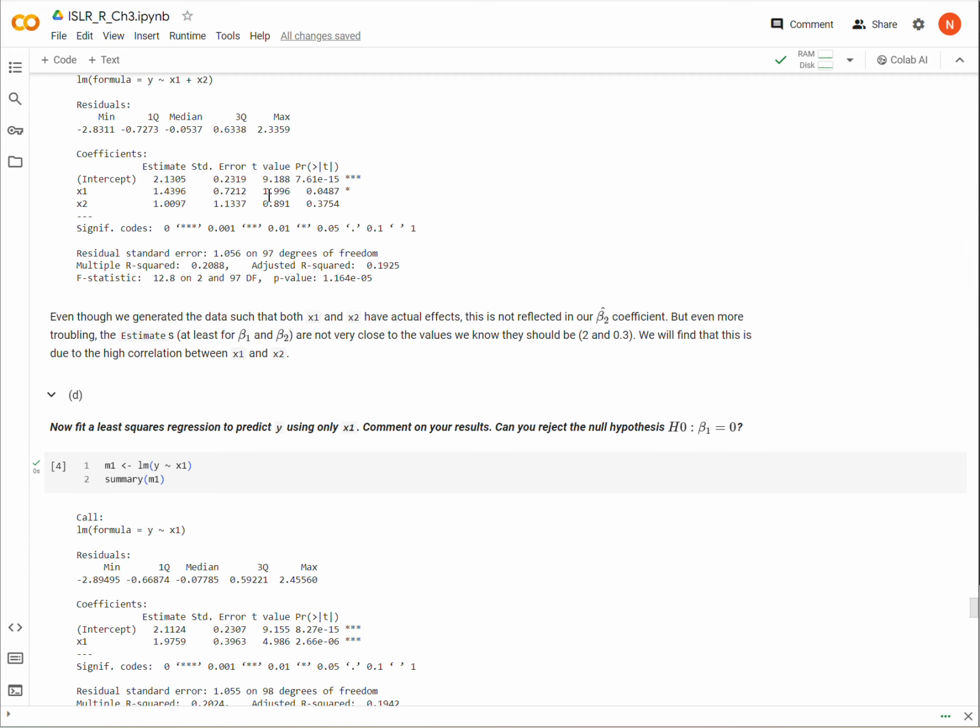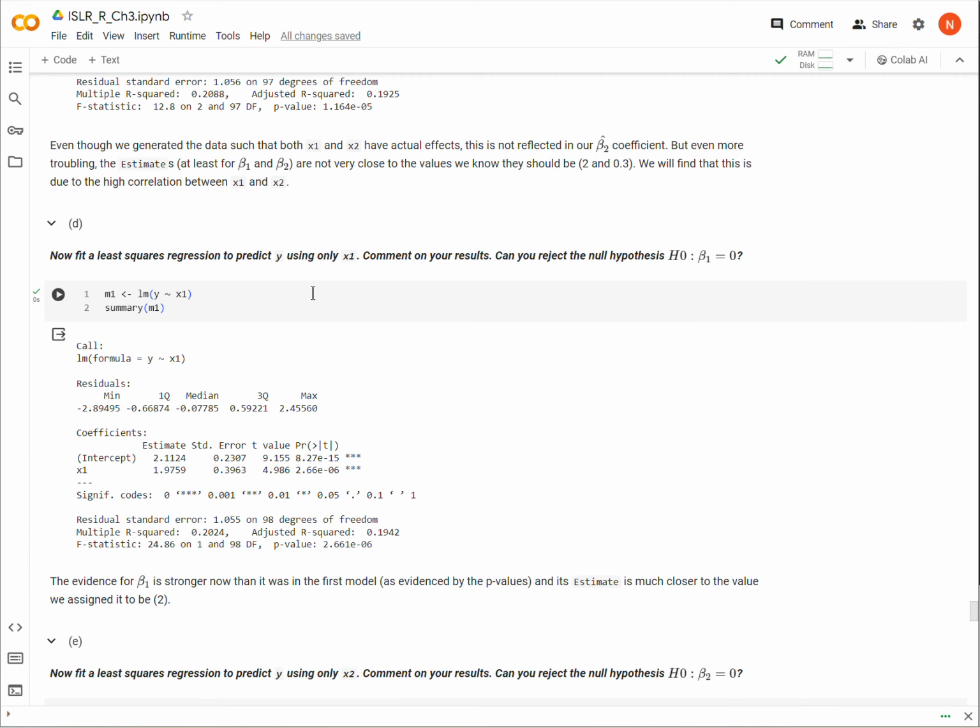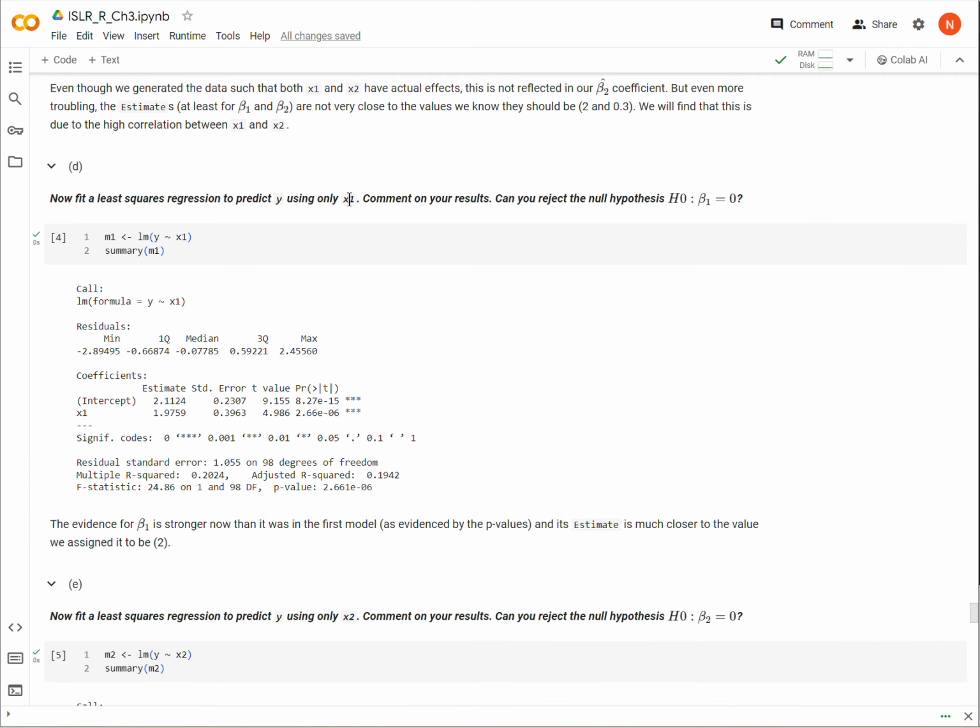Okay, so on to part D. So now we're just going to regress y on one variable, x1. Okay, and we do that. Okay, and now we see that the coefficient for x1 is actually pretty close to what we think it should be, about 2, and we can reject the null hypothesis.